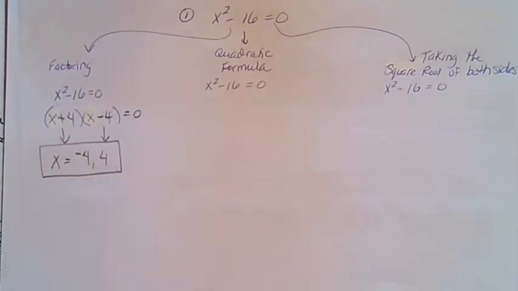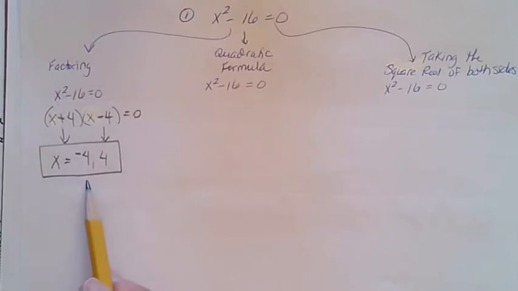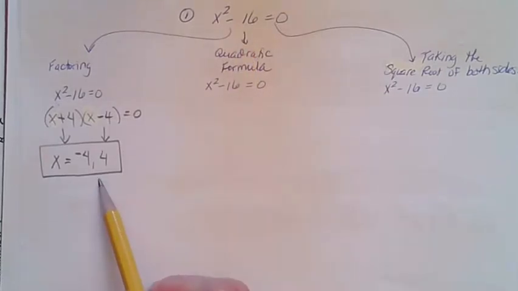These are your solutions. If you can factor a quadratic equation, it's the fastest, easiest way to come up with the solutions. Not everything can be factored, which is why we have the other methods also. But notice we're using the same equation, so you're going to get the same answers.